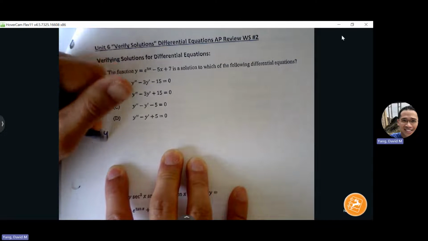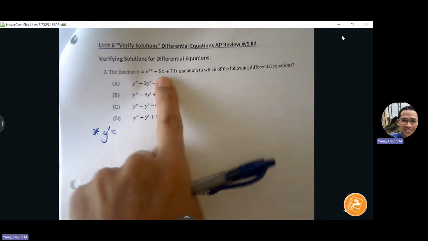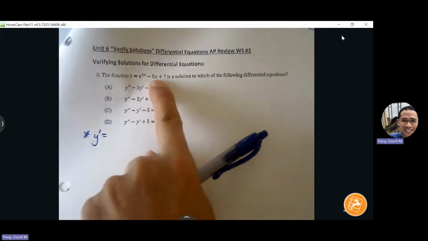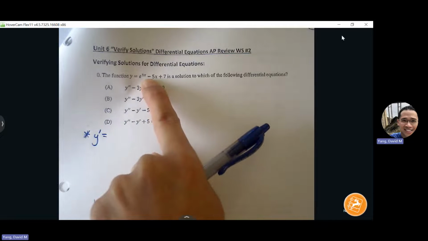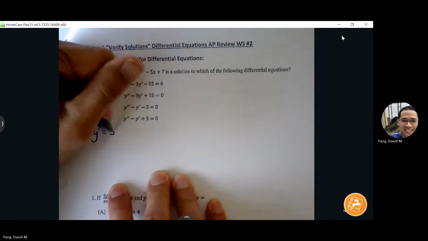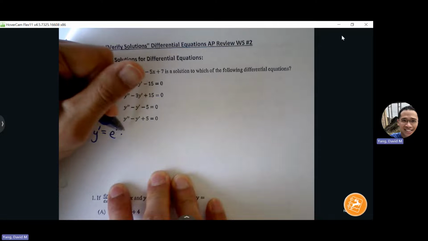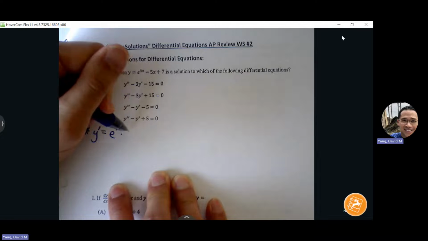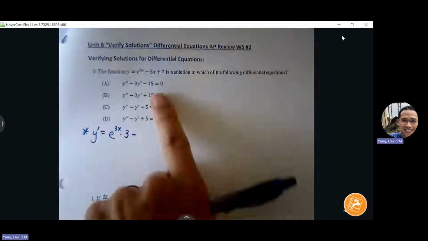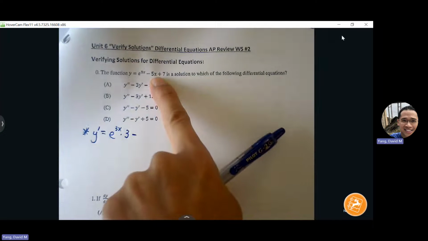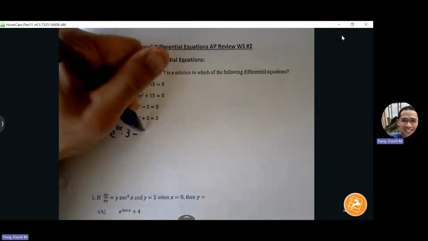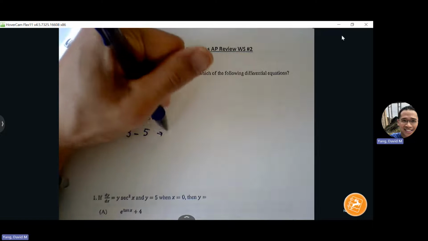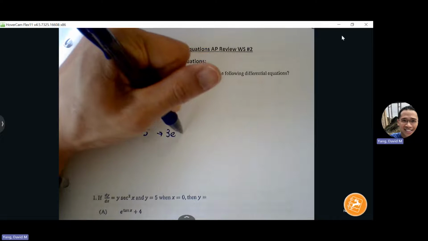So if I'm building y prime off of e to the 3x minus 5x plus 7, what's the derivative of e to the 3x? Yeah, e to the 3x times 3. Yeah, e to the u times u prime. Okay, so we keep going. Minus, what does the 5x become? Minus 5. Okay, so here's my derivative, which is 3e to the 3x minus 5.